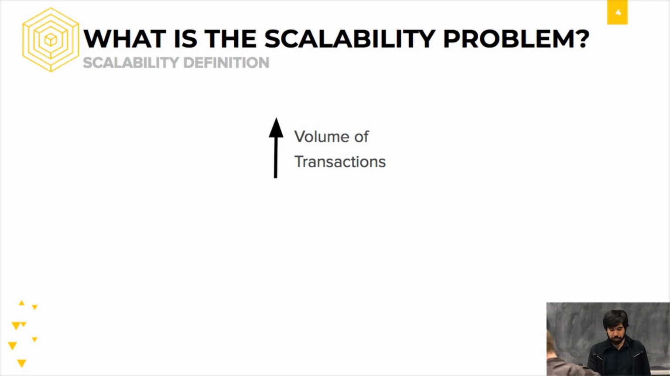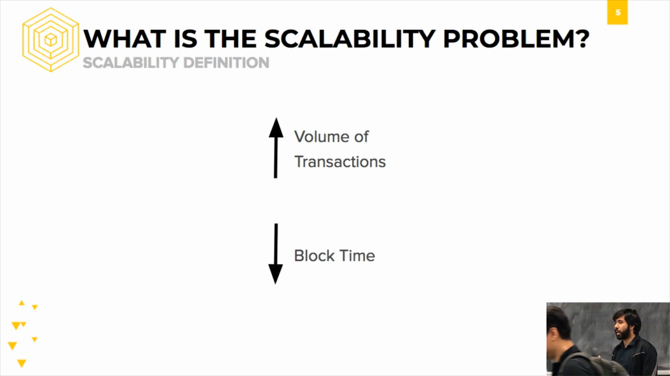Another thing that you might want to do is see the speed at which you can update the ledger. So this is decreasing the block time. If you can decrease the block time without losing security or decentralization, you're still able to ensure that people can use your protocol without being inhibited by these costs.